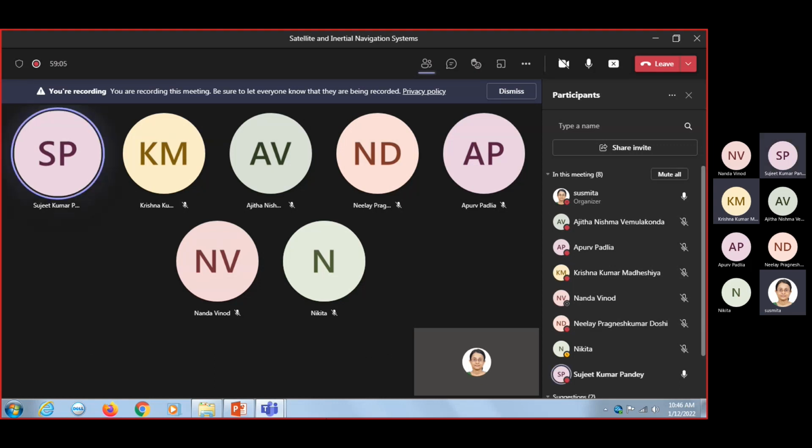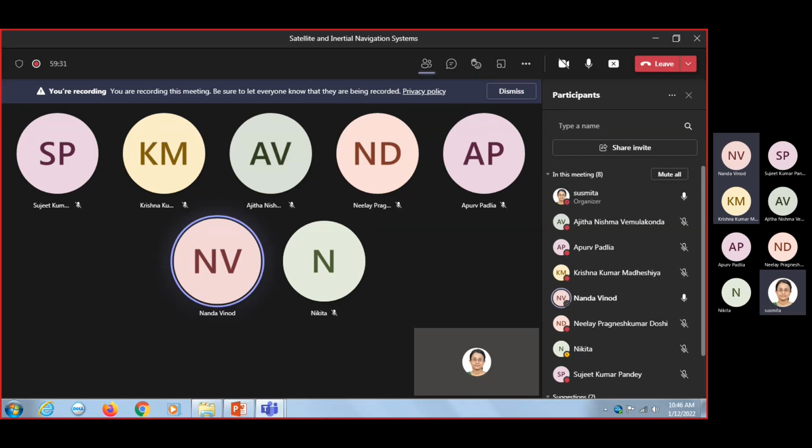Ma'am, location with respect to the Earth reference frame. With respect to Earth, yes. For terrestrial positioning, it is always with respect to Earth. Then when you say location, are the surroundings also included? The surroundings, the entire place is also included.